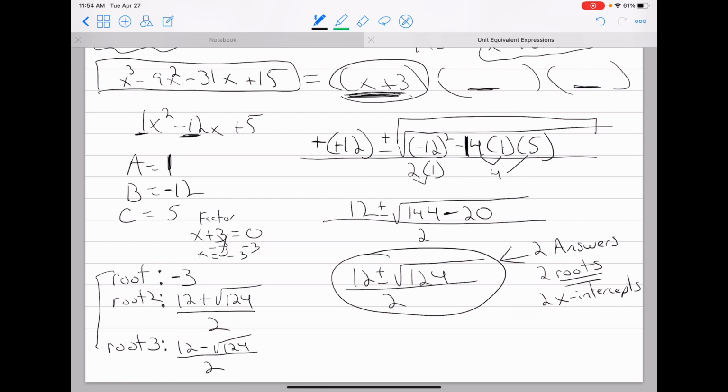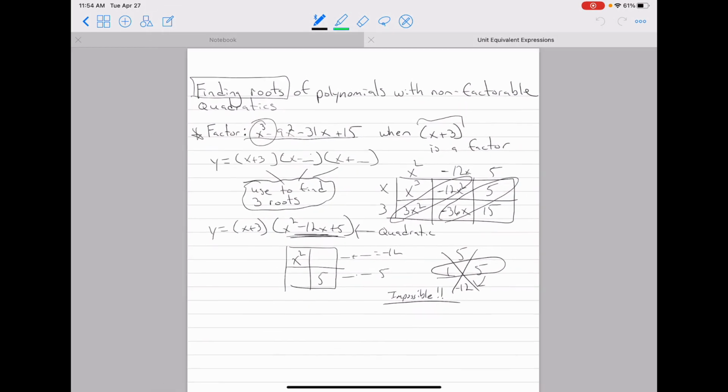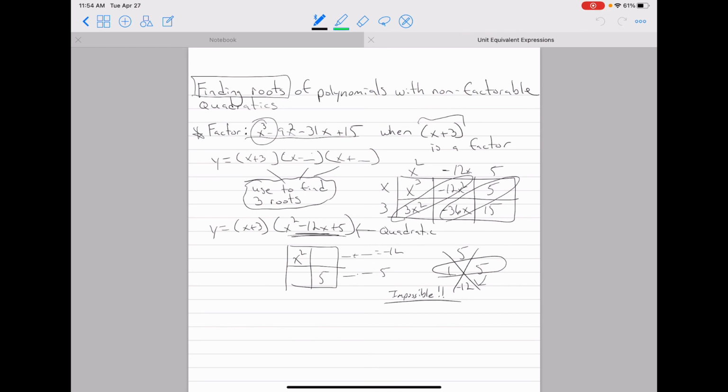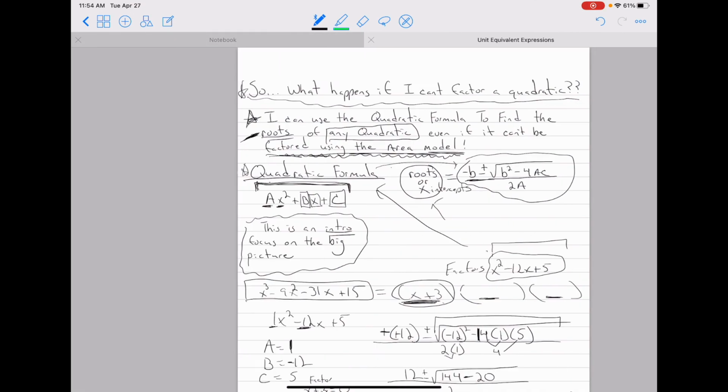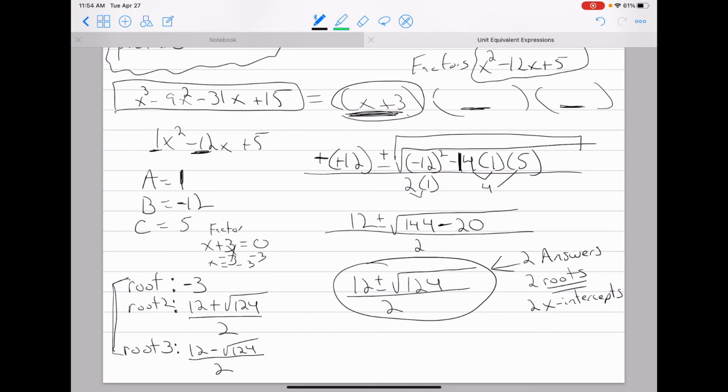So when you get a quadratic that can't be factored, use the quadratic formula. The quadratic formula will take you straight to the roots. And if we look back, my question was finding the roots of a polynomial. I should have 3 roots because this was a 3rd degree polynomial. I would have had 3 factors as well. And I see my roots are right here. Let me make that a little bit bigger.